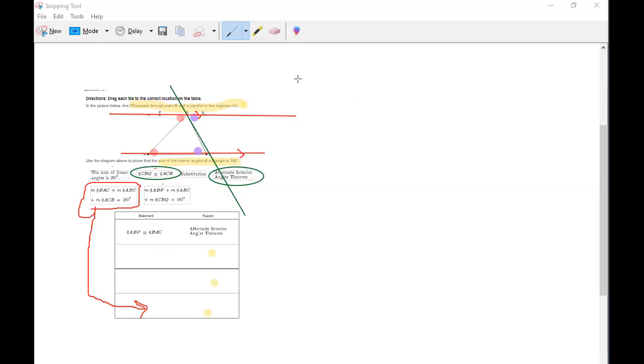So on your Study Island, you would literally drag these down and put them in order. But we're going to bring it here, and we're going to bring it here. Okay, from that, I know ABP equals BAC, and I know CBQ equals ACB.